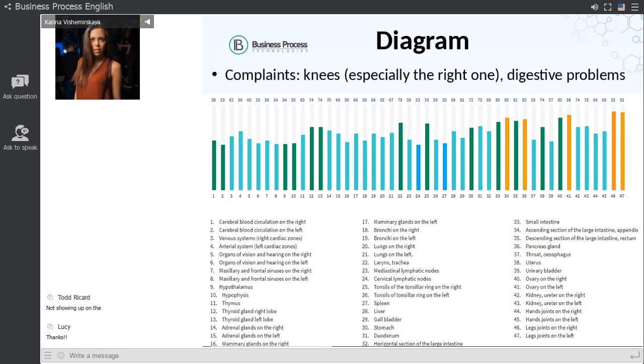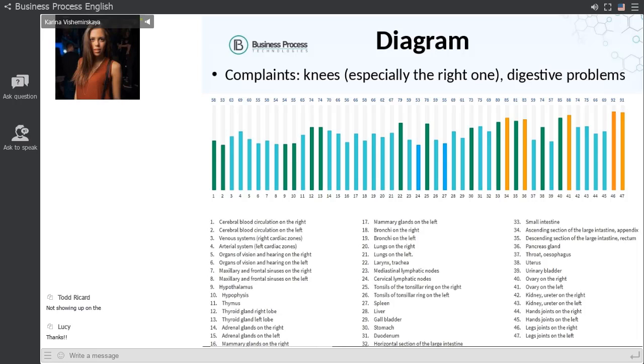Let's see the diagram, since we already talked about the colors, and we can see what the person has. I told you in the beginning that it's very important to ask about the complaints. What are the complaints of the person? Because, as you can see on this diagram, you can see the organic structure of the organs. You need to pay attention to the organs that are now marked with green. Let's see the complaints of the person. The person has problems with knees, especially the right one, and digestive problems. These are all the symptoms that the person has.